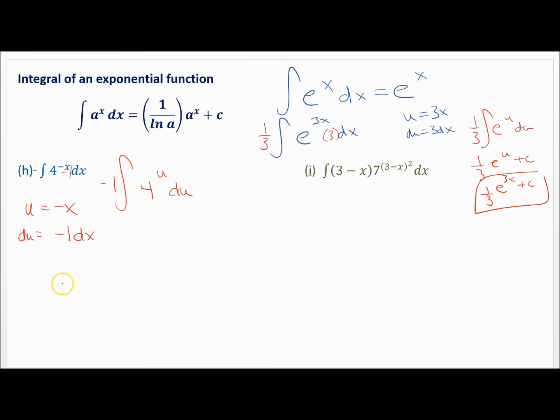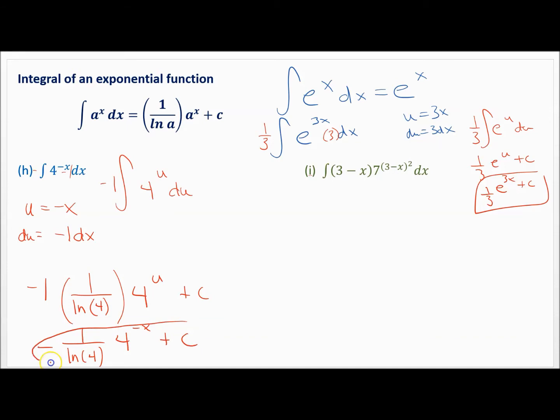So this integral is negative 1, and then it's going to be 1 over the natural log of a. Now our a in this problem is 4. It's our base, right? Times a to the x. So that's going to be times 4 to the u, because this is what we're integrating, plus c. And then I need to go back in and substitute what u is. So it's going to be negative 1 over the natural log of 4. Notice I didn't put the 1 there. That's fine. 4 to the negative x plus c. So that is my integral.